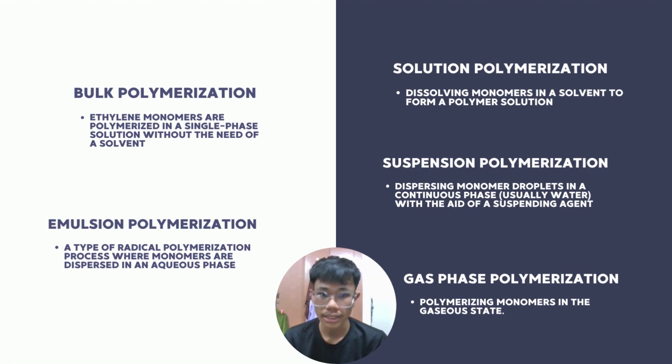For solution polymerization, monomers are dissolved in a solvent to form a polymer solution. Emulsion polymerization is a type of radical polymerization process where monomers are dispersed in an aqueous phase. For suspension polymerization, monomer droplets are dispersed in a continuous phase, usually water, with the aid of a suspending agent. For gas phase polymerization, monomers are polymerized in the gaseous state.